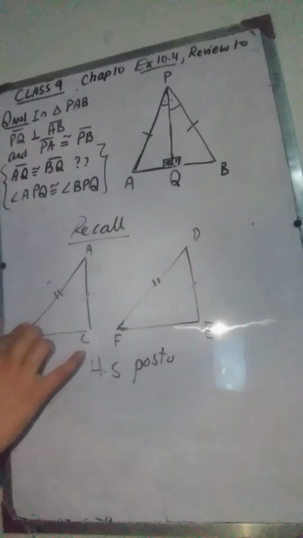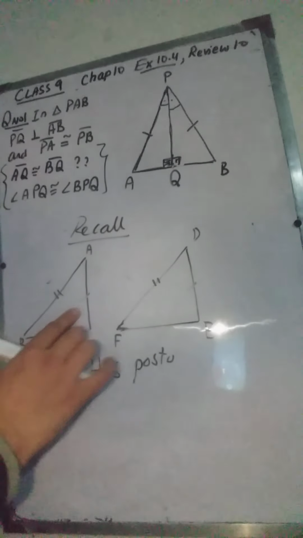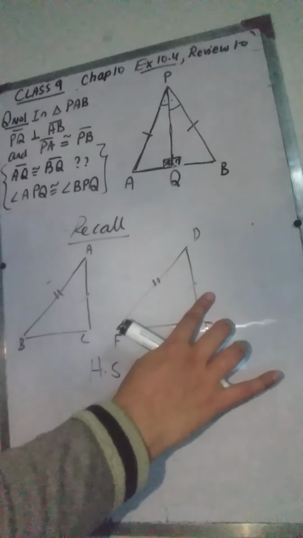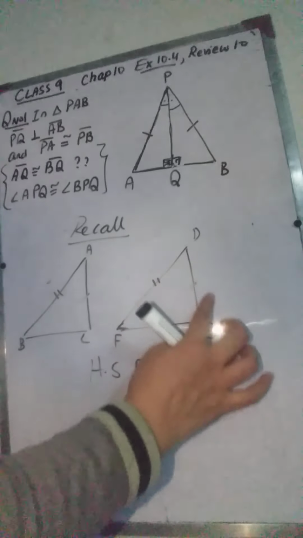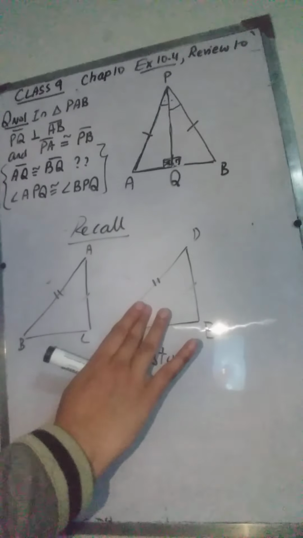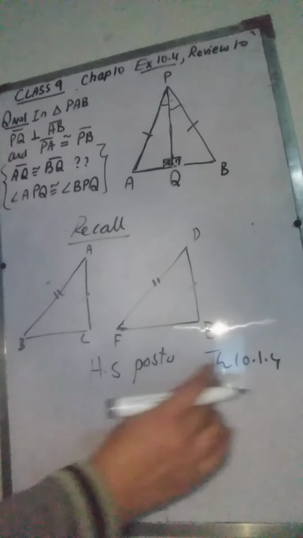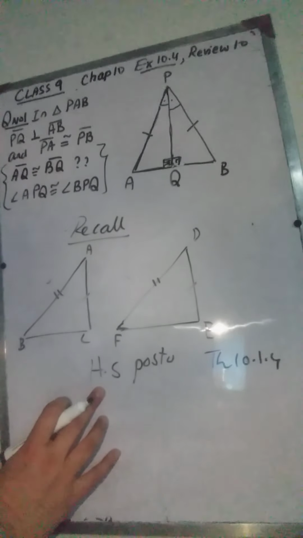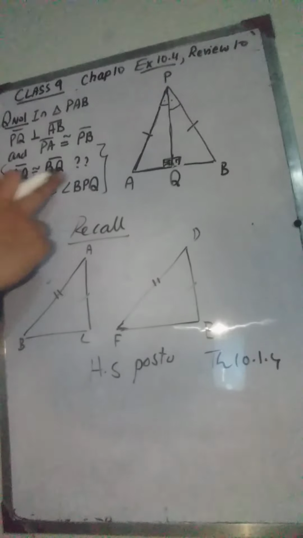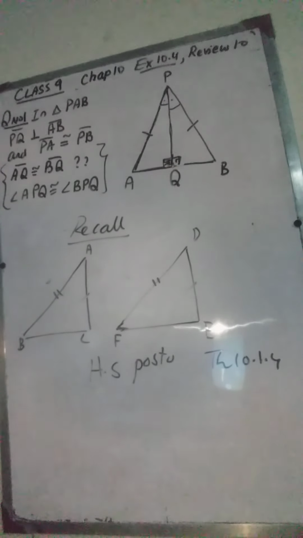That is, if the hypotenuse and one side of one triangle are congruent to the hypotenuse and the corresponding side of the other triangle, then these two triangles are congruent. We have already proved this postulate in theorem 10.1.4, and now we are going to use it in this question. So let us start the question.